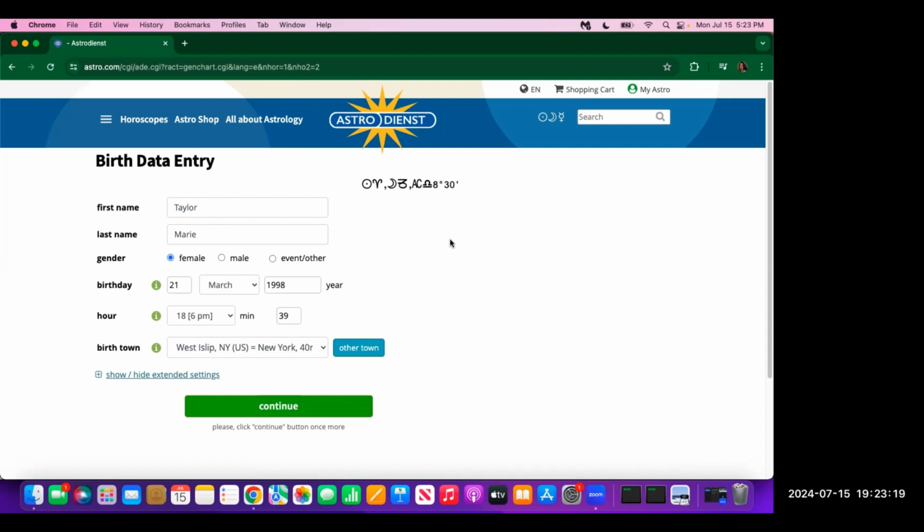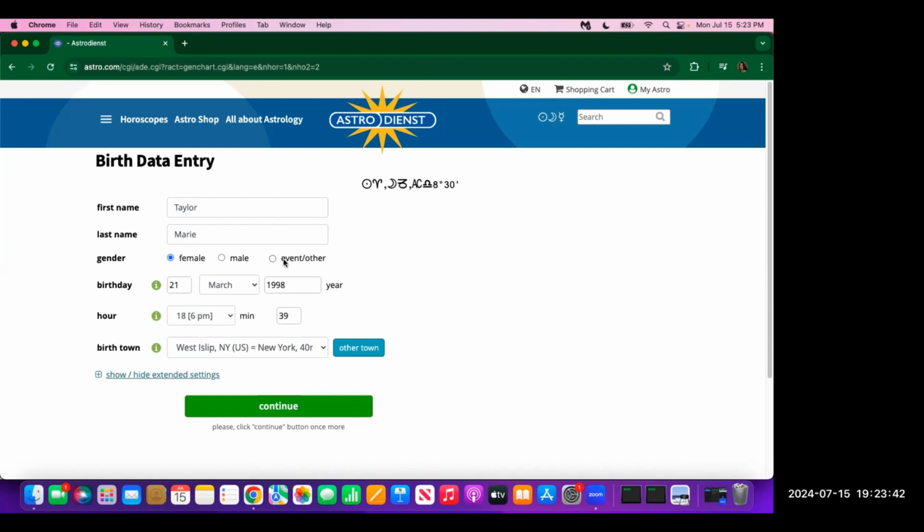And I'm kind of doxing myself with this, but it's fine. It will ask for your first name, your last name, and gender. Gender is interesting because whether you put female, male, event slash other, it doesn't make a difference in your chart. It doesn't cast the chart any differently.